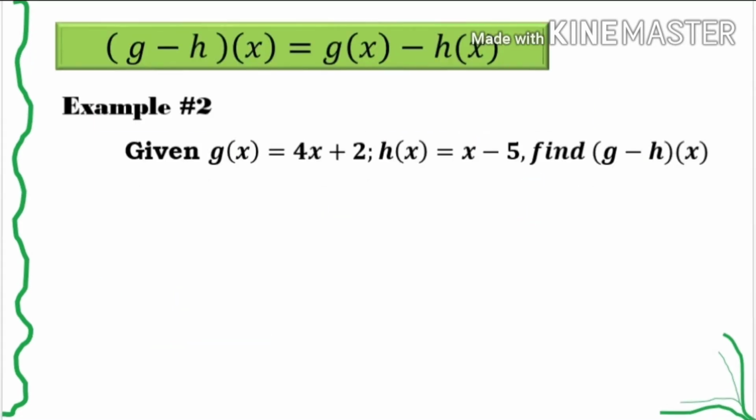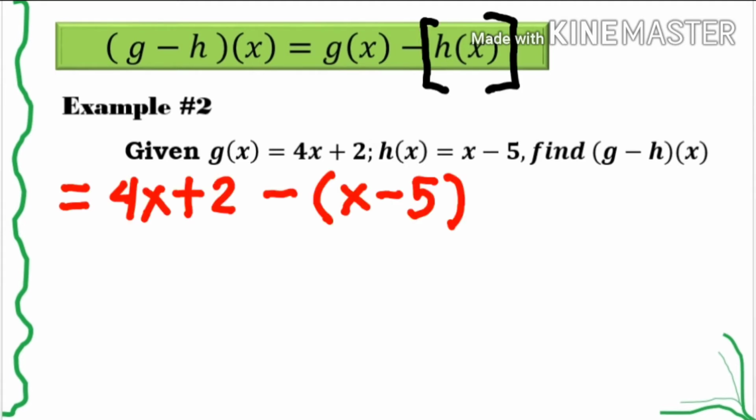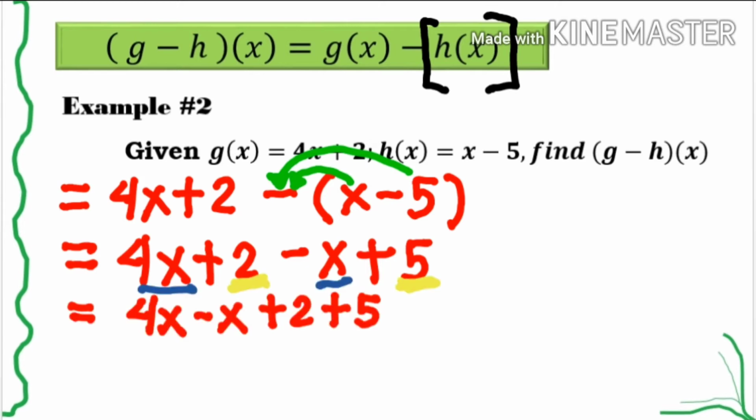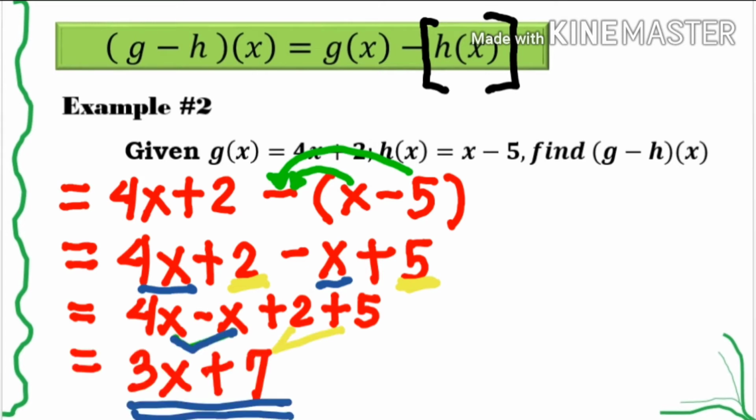Example number 2, given g of x equals 4x plus 2, h of x equals x minus 5, find g minus h of x. Substitute the given to the formula, and then 4x plus 2, negative times positive x, negative 5 times negative is positive 5. And then combine like terms. So 4x minus x equals 3x, 2 plus 5 equals 7. So the answer is 3x plus 7.